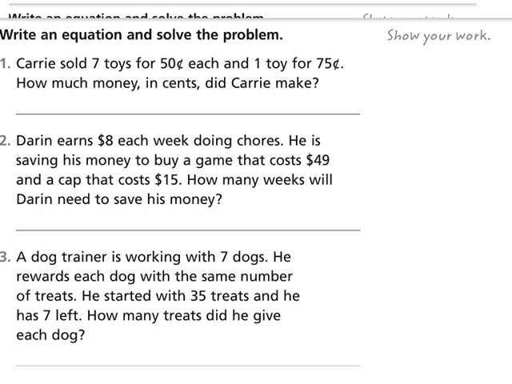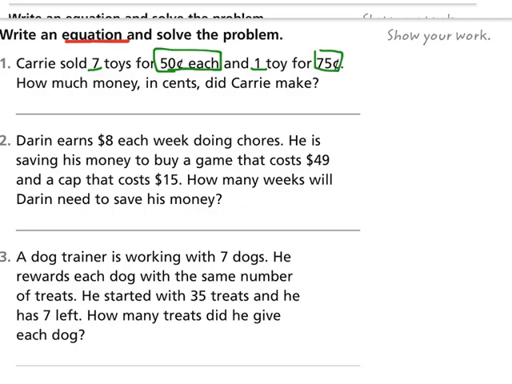this is from Unit 5, Lesson 10. So at this point, we're working on writing fancy equations, and then we're using that to solve the problem. So, number 1, Carrie sold 7 toys for 50 cents each, and 1 toy for 75 cents. How much money in cents did Carrie make?